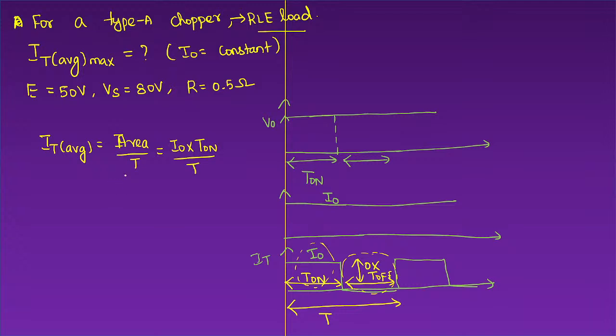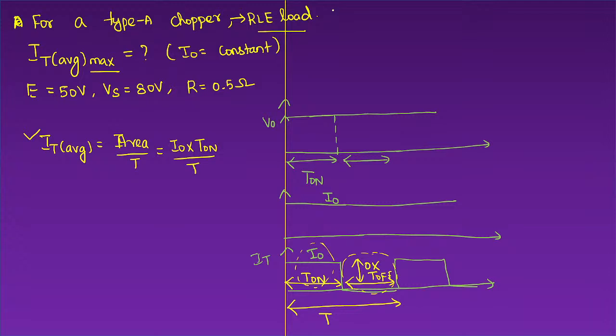Did they give any other data? Sir, the output current I naught, they simply told it is constant, but they haven't given any data. How should I proceed? And one more thing, this is only the average current. They are asking what is the maximum value of the average current.